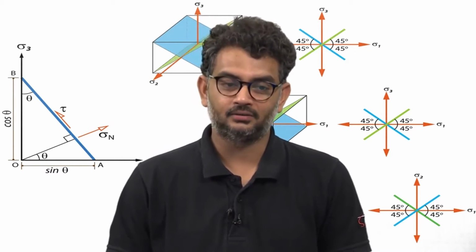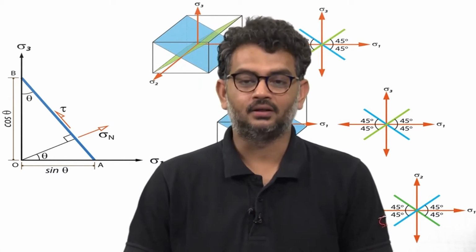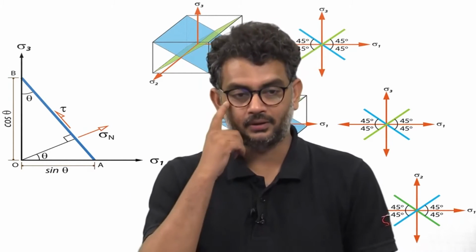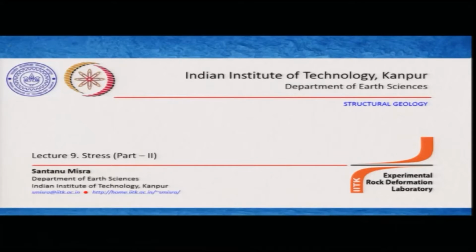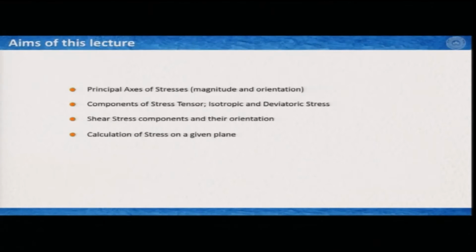We are learning stress. In the last lecture we learned about part 1 of the stress, and today we are on part 2 of this lecture. And in this lecture we will particularly focus on principal axis of stresses, their magnitude and orientation. We learnt about it in the last lecture.